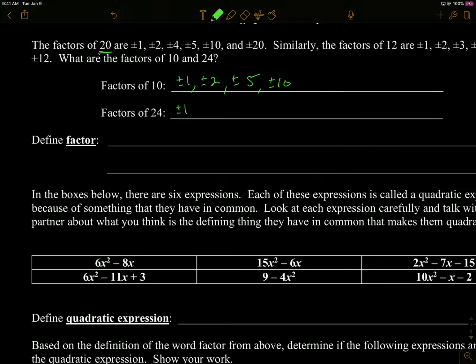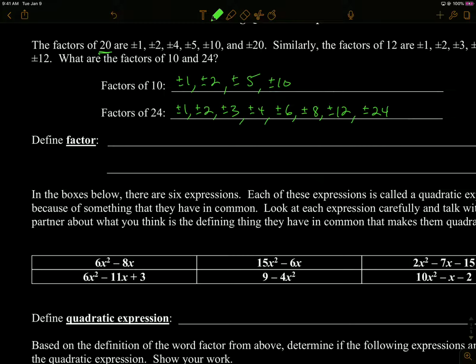24, 1 divides into 24, 2 divides into 24, 3 divides into 24, 4 divides into 24, 5 does not, 6 does, 7 does not, 8 does, 9 does not, 10 does not, 11 does not, 12 does. Once we get to the halfway, the only last one is 24 itself.